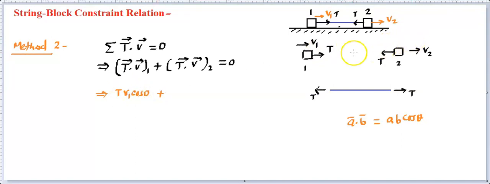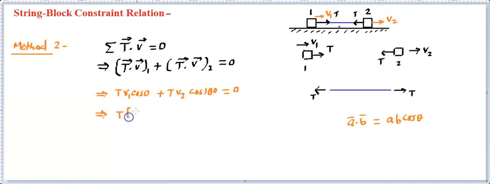Plus, come to the second. Tension is T, so we will write it as a T. And velocity is V2, so we will write it as a V2, into angle, they are opposite. So since they are opposite, angle is 180. So cos 180 is minus 1. Go ahead and you will be finding a relation.